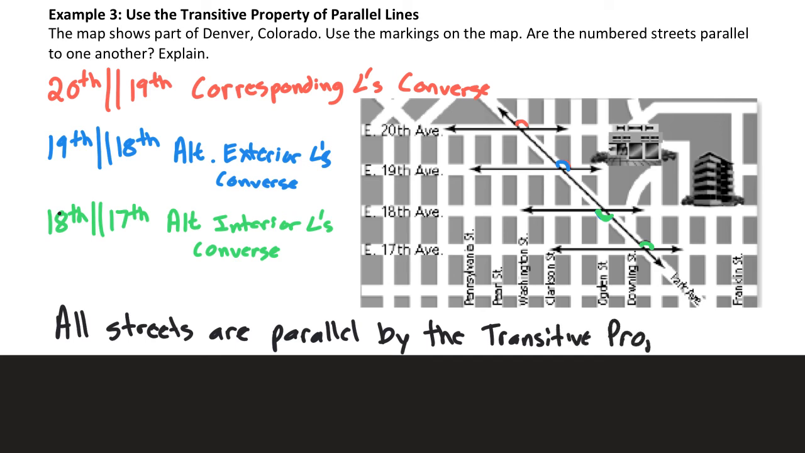So that's why we studied those properties in the last unit. So the transitive property says if one line is parallel to the other, and the second line is parallel to a third line, they're all parallel to each other. So 20th is parallel to 19th, which is parallel to 18th, which is parallel to 17th.